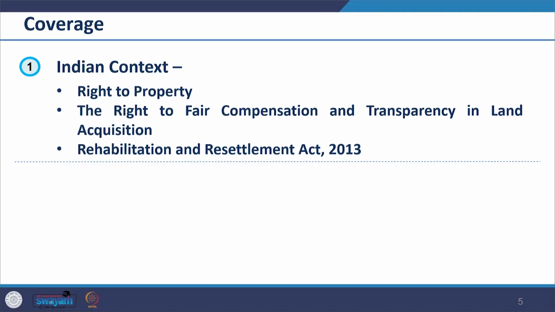So accordingly our coverage will include that we'll look at the Indian context, where we'll look at right to property, then we'll look at the right to fair compensation and transparency in land acquisition, Rehabilitation and Resettlement Act of 2013. And for this you can also refer to my other lecture, for which I have also given a link there.